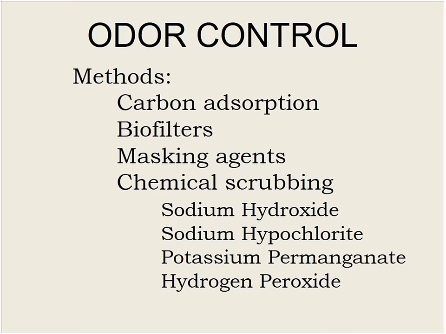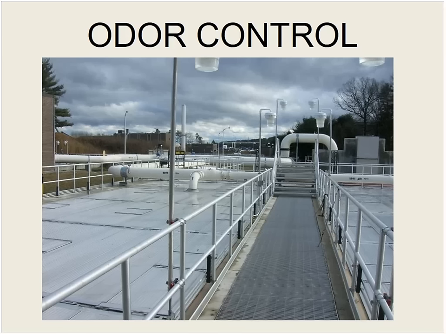A lot of different ways of dealing with the air. There's carbon absorption, there's biofilters. You can use chemical scrubbers with various chemicals in there. Worst comes to worst, use a masking agent. It's just like spraying cheap perfume all around the building, and it smells as bad as the building did before. So this is Upper Blackstone's new aerated grit chambers, totally enclosed.